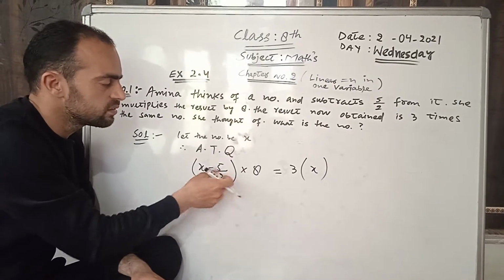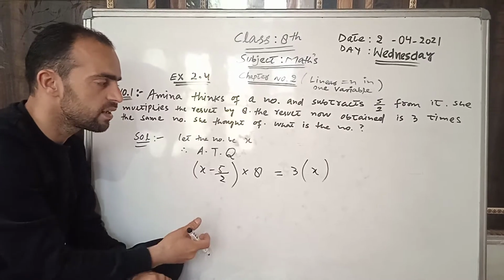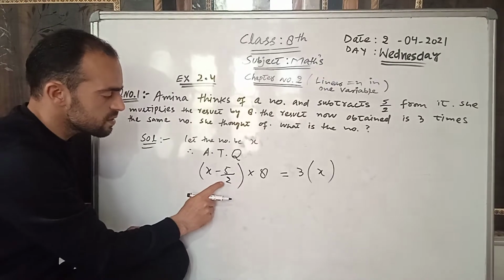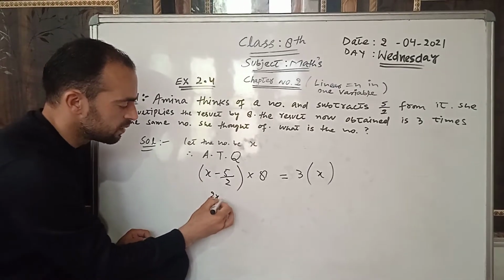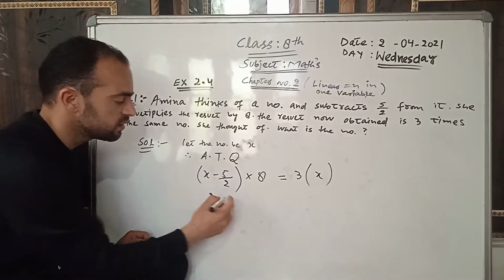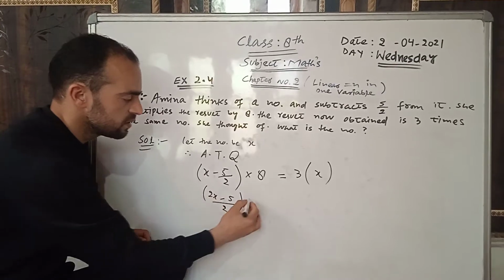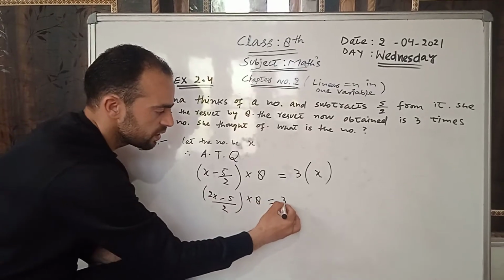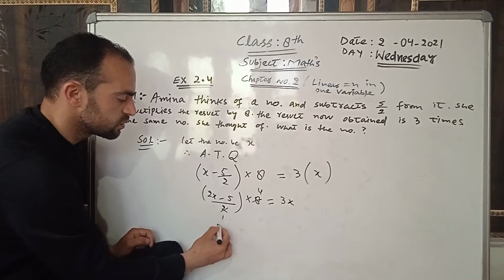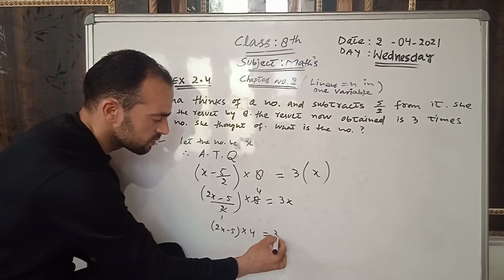Now the question is done. Just a little bit of multiplication is required, then simplify. We will do simplification and at the end we will get the number. See how to simplify this. This is 2 into x, that's 2x, minus 5 into 1, there is nothing, so it is 1, 5 into 1, that's 5, whole divided by 2, into 8, is equal to 3x. So 2 ones are 2, 2 fours are 8, so it is 2x minus 5 into 4 is equal to 3x.